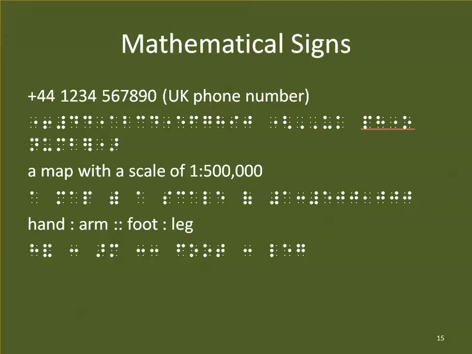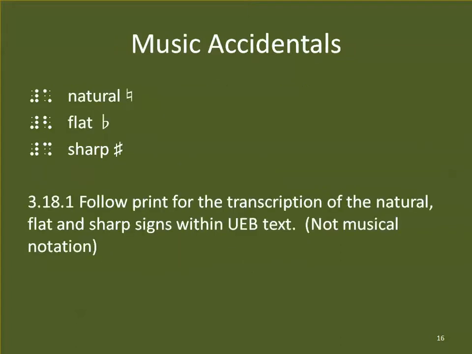Or if we have an analogy, those are very common in academic materials. So we have hand, looks like a colon, so we have that. Hand is to arm, so we have that as the proportion symbol, I think that is. Then arm, and then our ratio, and then foot, and then proportion, and leg.